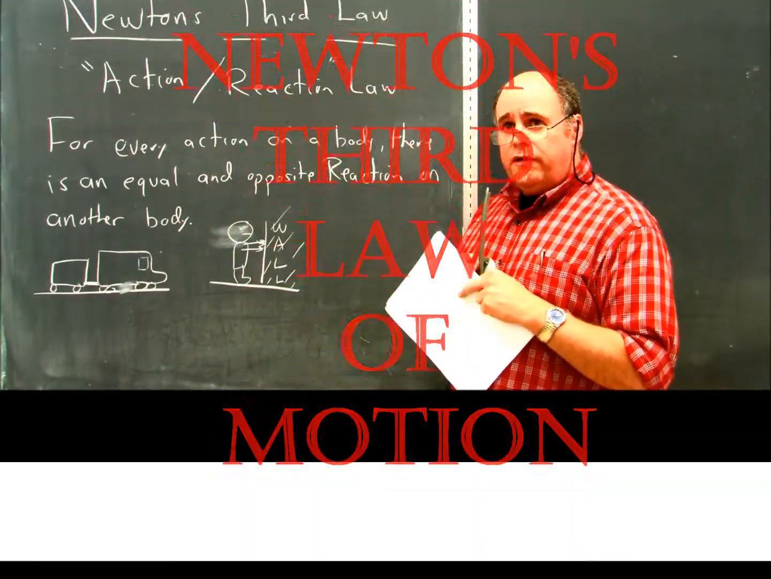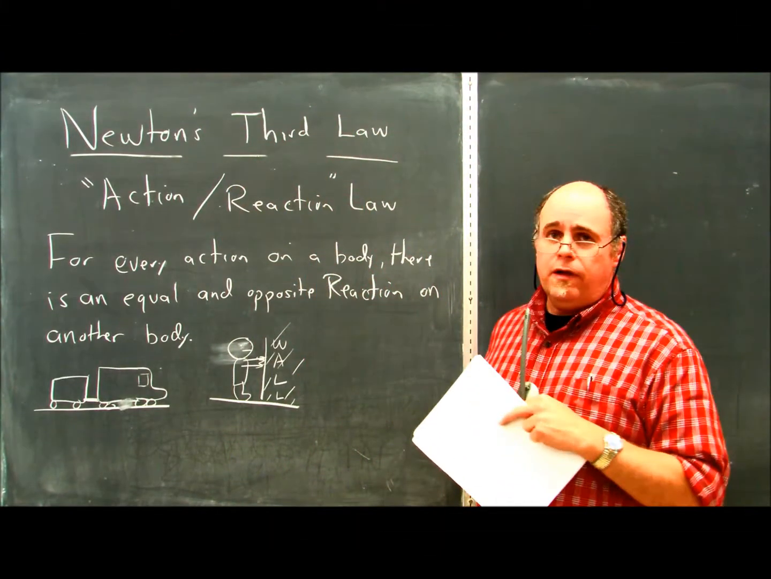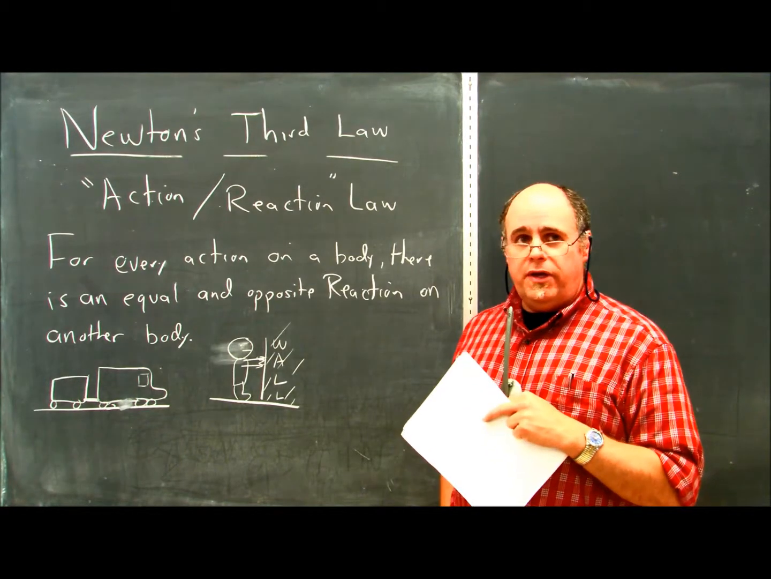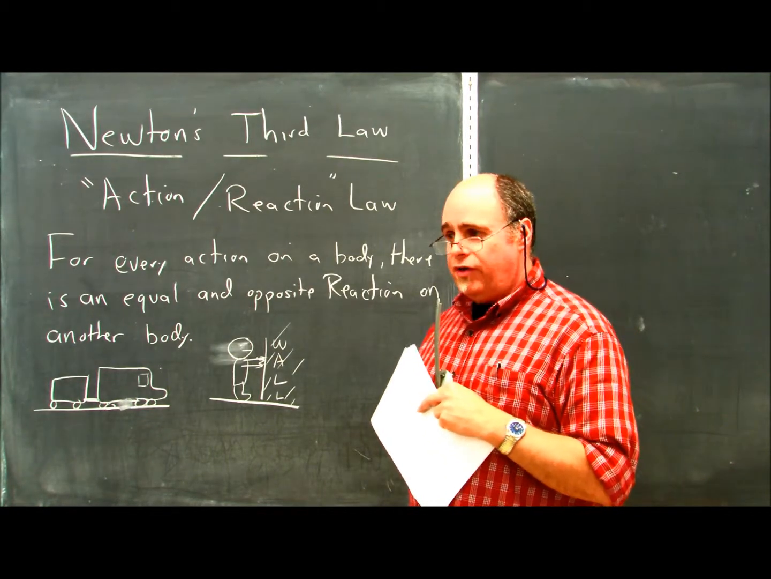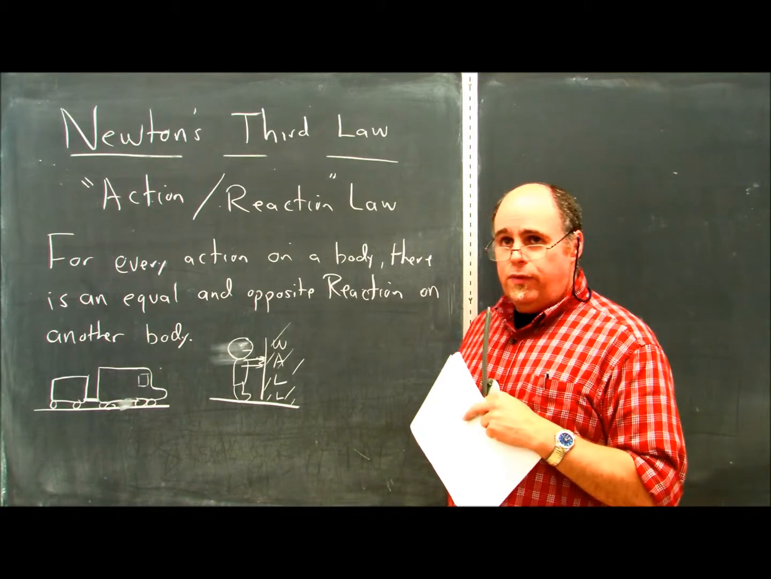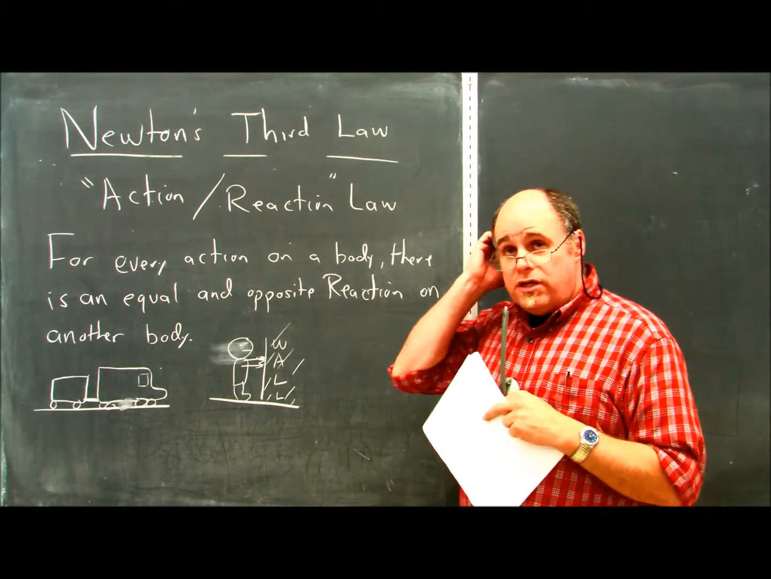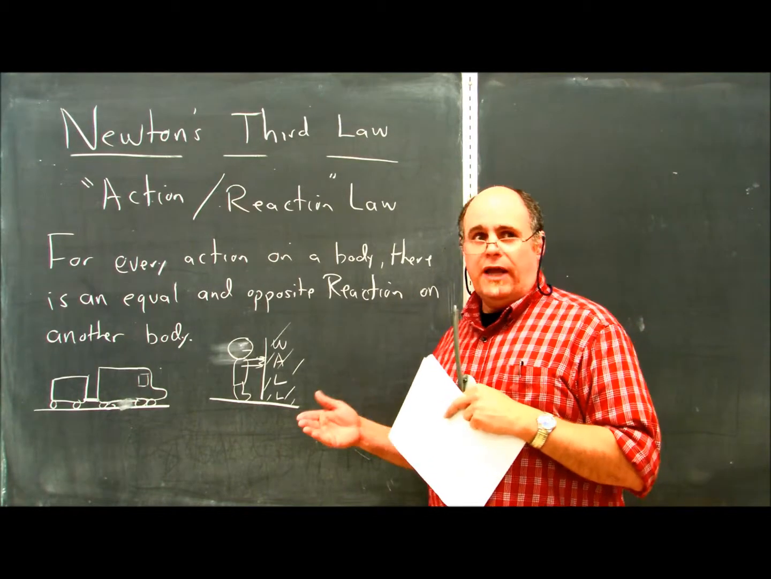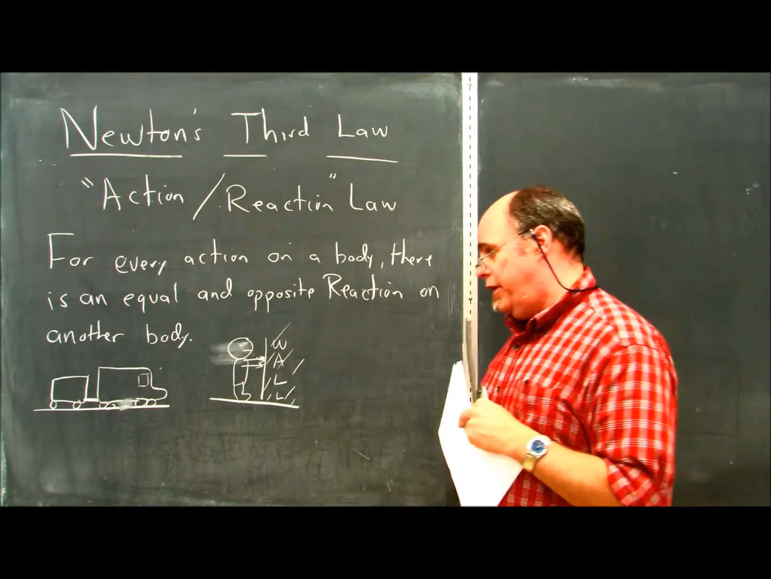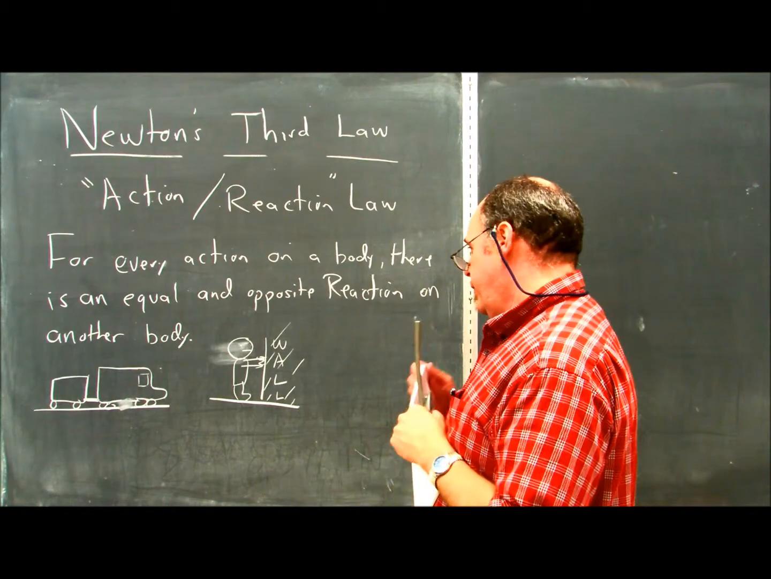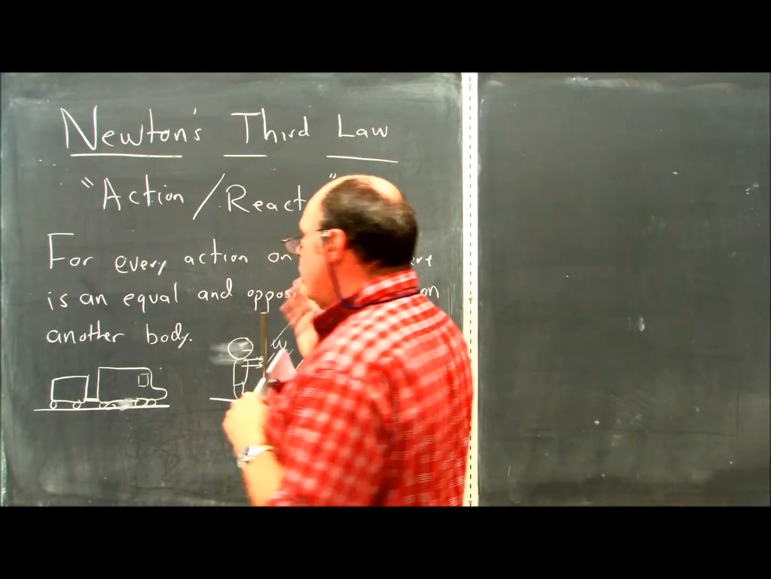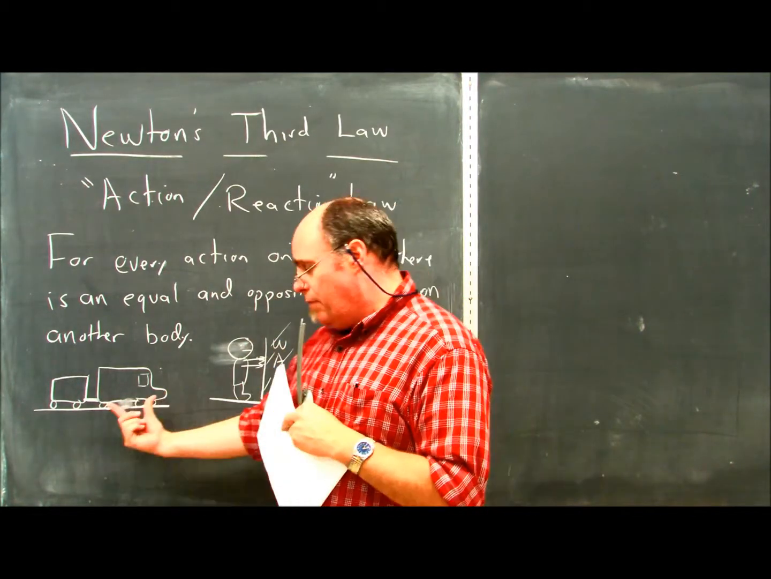Okay, so Isaac Newton had a third law when he was writing them in his book. It's called Newton's third law, and basically Newton's third law is summarized by the action-reaction law. And in words, basically what his law says is for every action on one body, there's going to be an equal and opposite action on the other body. I should say the other.